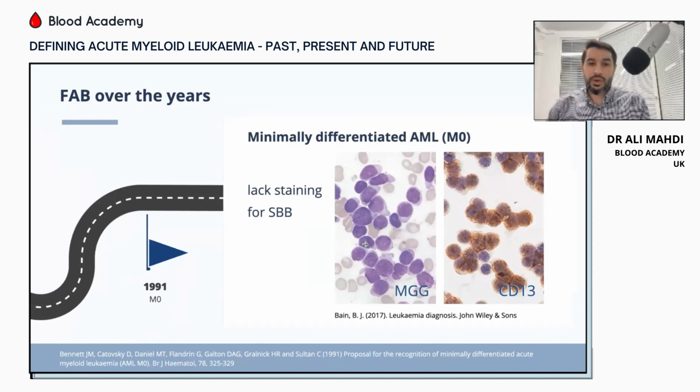Then in 1991, M0 was introduced. So again, there was an increasing recognition that there were other stains available, and also flow cytometry was starting to be used more and more in the diagnostic process. So M0, based on the morphology, were minimally differentiated, but they could also express other cytochemical stains or show expression using flow cytometry of various different antigens, such as CD13.